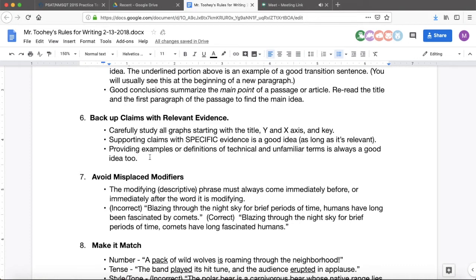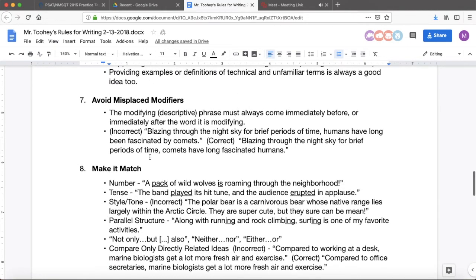Okay? All right, rule number 7 is my favorite rule. I wish they tested on it more because it's so much fun. Go ahead and read that first bullet point for me, please, Caroline. Okay, the modifying descriptive phrase must always come immediately before or immediately after the word it modifies. Okay, so we're talking about a modifying phrase or a modifying clause. It's also known as a descriptive phrase or a descriptive clause.